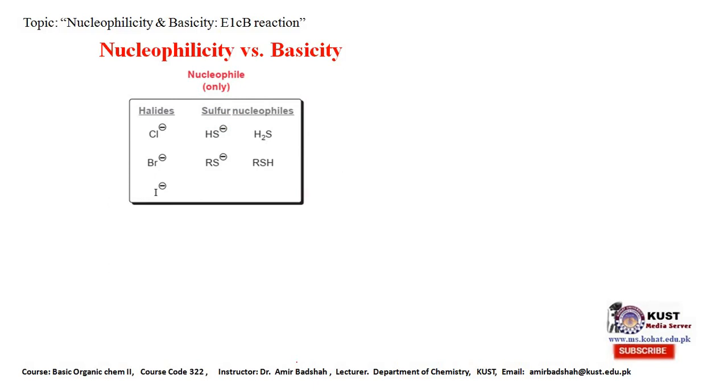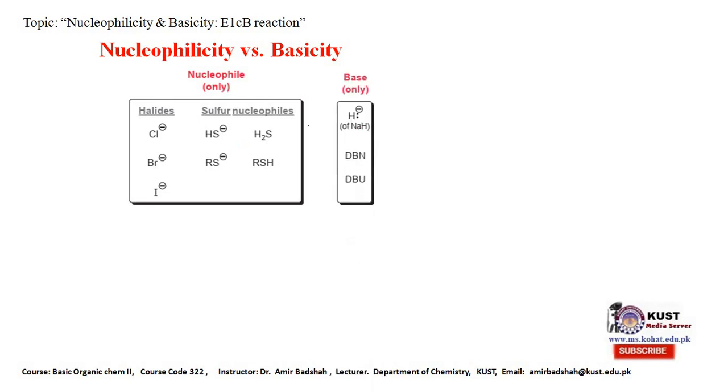Nucleophilicity versus basicity. There are some species which can act only as a nucleophile. For example, halides. These species can act only as a nucleophile. Similarly, H2S, RSH, and similarly the sulfide ion and the alkyl sulfide ion. These species can always act as a nucleophile.